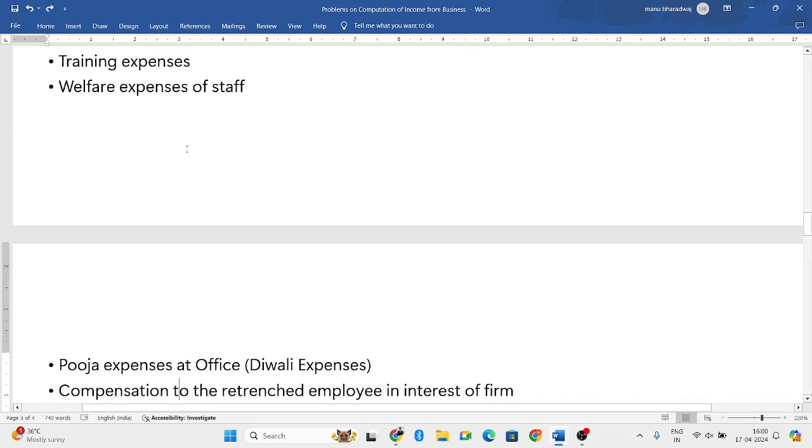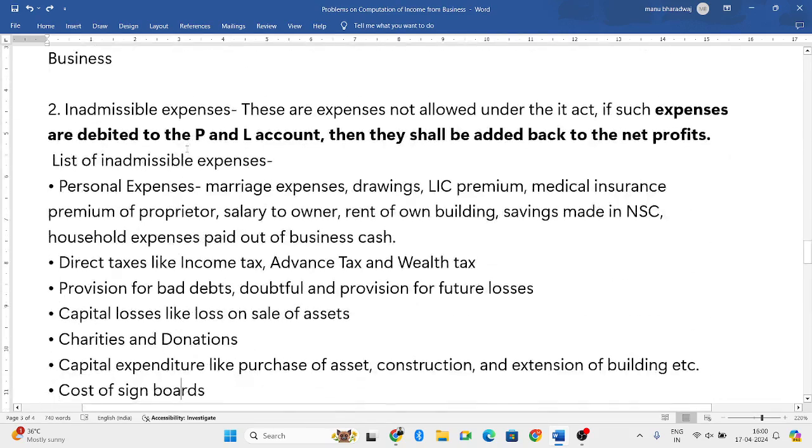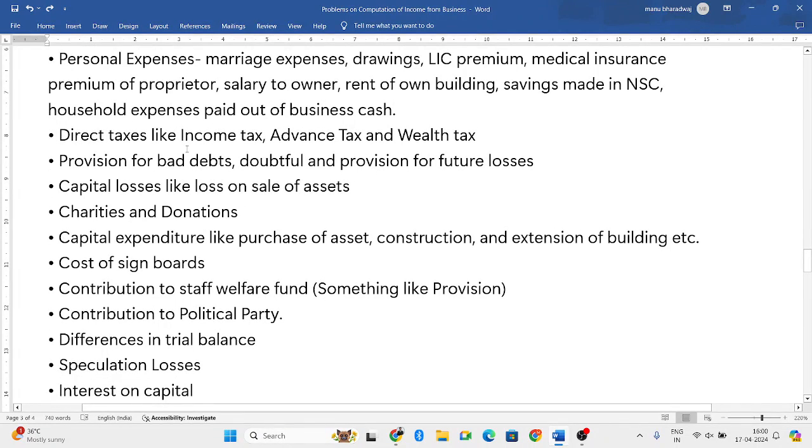Direct taxes like income tax, advance tax, and wealth tax. Wealth tax is not there now, so ignore it.